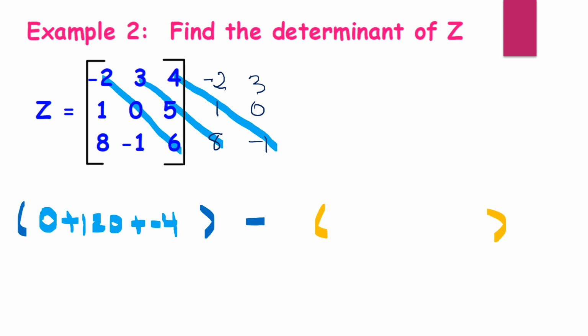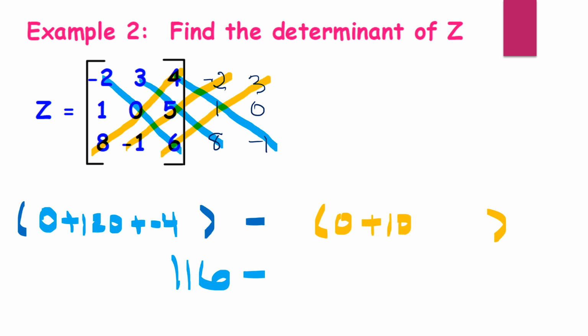Okay, if you want, you can go ahead and simplify that. 0 plus 120 minus 4 is 116 minus. All right, let's do our upward diagonals. 8 times 0 times 4, thank goodness, is another 0. -1 times 5 times a -2 will be a +10. And 6 times 1 is 6 times 3 is a +18.